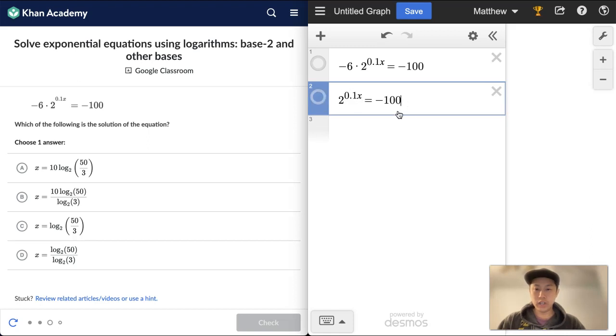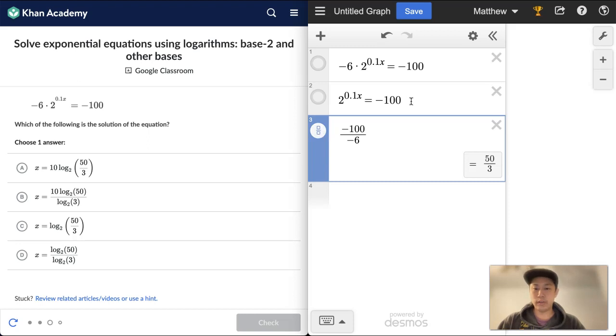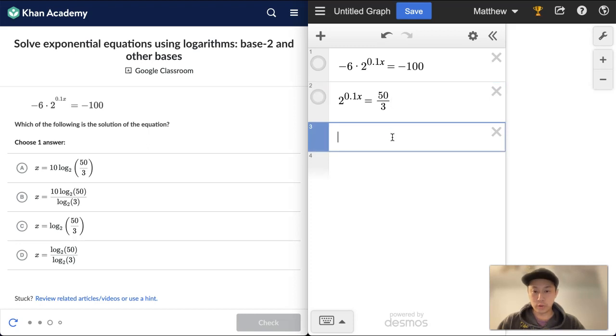Negative 100 divided by negative 6. Let me just calculate that real quick to show you what it is. We'll use the calculator to help us out. Negative 100 over negative 6 is the same thing as 50 thirds. So if I divide both sides by negative 6, we get 50 thirds here. I'm going to erase this just to clean it up. Now we can go from exponential form to log form.